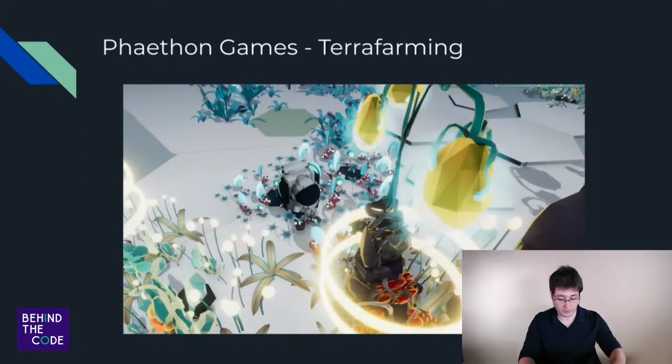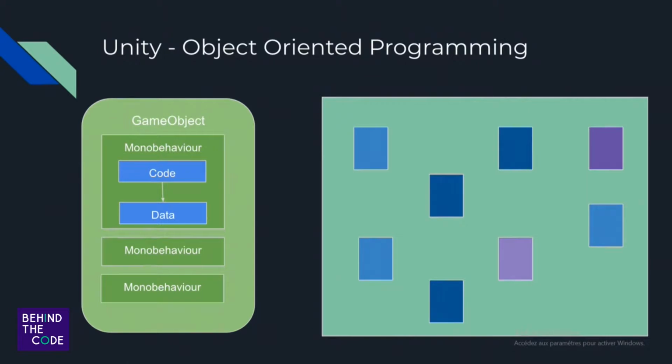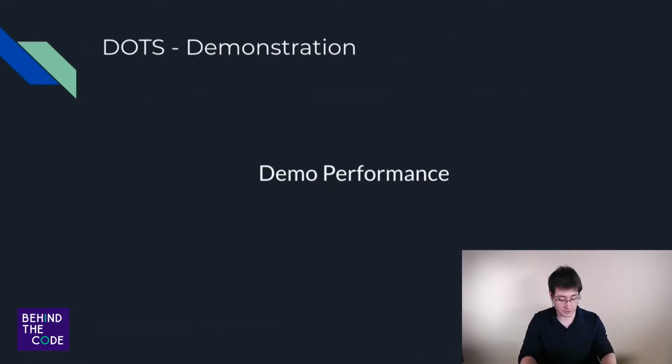So we did some research, and we now know that Unity uses object-oriented programming in the normal way. What is that? You have a game object which contains some MonoBehaviour stuff, which contains some data and code, and it's randomly spread in the memory layout. So it's not very efficient, and you have a lot of jumps in the memory. One of the solutions is to use DOTS.